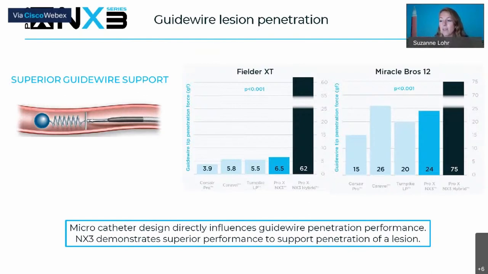The first one is guide wire lesion penetration, meaning giving guide wire support. We have tested the NX3 series Enhancer Pro X versus the Corsair Pro, the Caravel and the Turnpike LP, as you can see on the bottom of the figures. We have tested two different guide wires, the Fielder XT, which is soft, and a Miracle Bros 12, which is stiffer. As you can see from the bars on the graphs, which show the guide wire tip penetration forces, the microcatheters by themselves give support to the guide wire because they increase the guide wire penetration forces. For the Fielder XT, the Enhancer ProX NX3 is giving the highest support. But what is most interesting is on the right side, where you see the dark blue bar. The blue bar is the NX3 series itself.